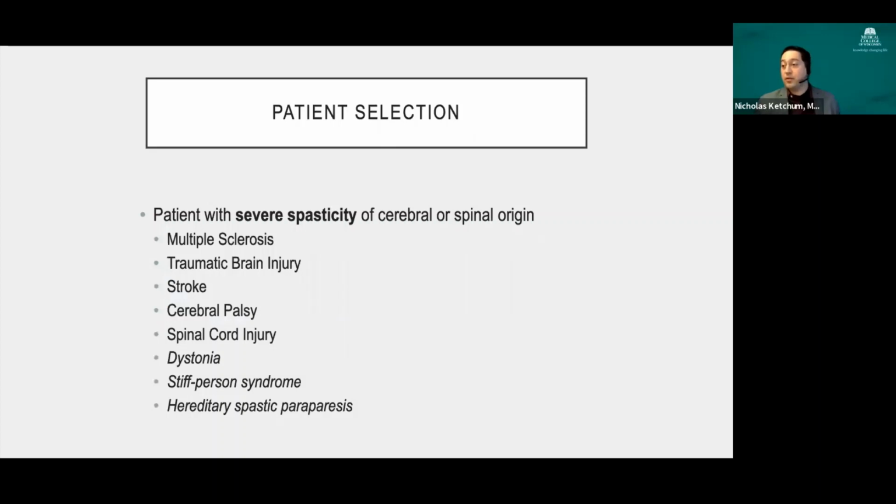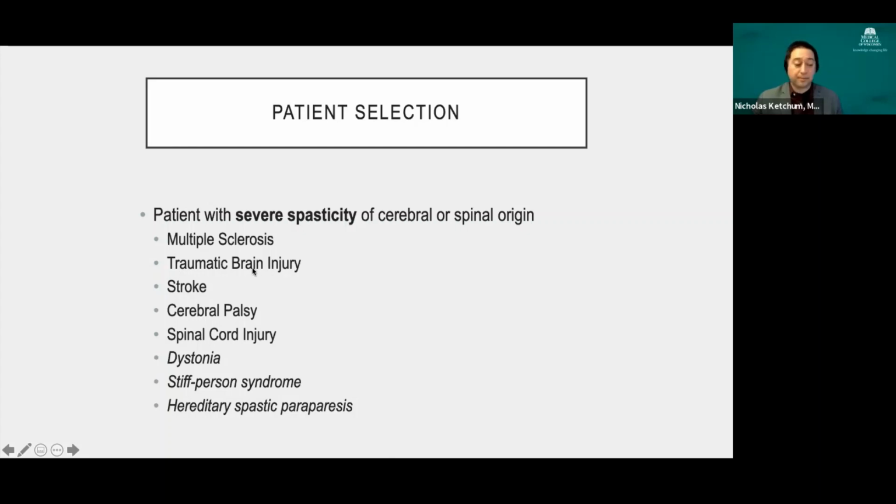So patient selection. So who's a candidate for this? So first and foremost, patients who have severe spasticity of cerebral or spinal origin. And I'll talk about what severe spasticity means in the setting of intrathecal baclofen in a minute. And in the US, the approved indications are the top here: multiple sclerosis, traumatic brain injury, stroke, cerebral palsy, spinal cord injury.